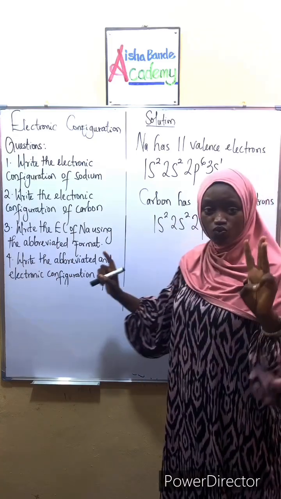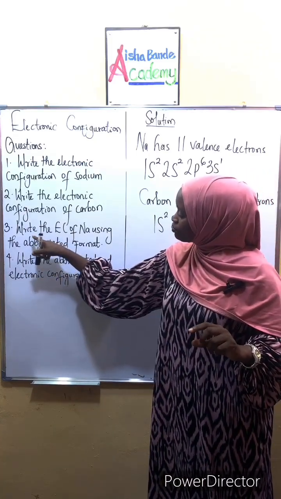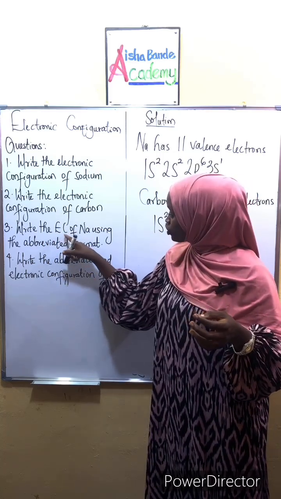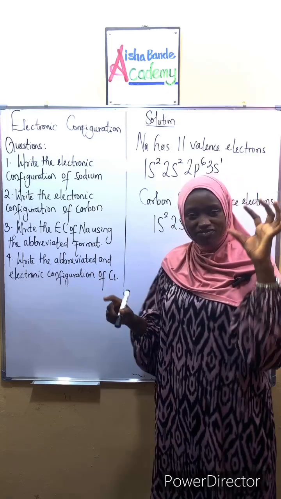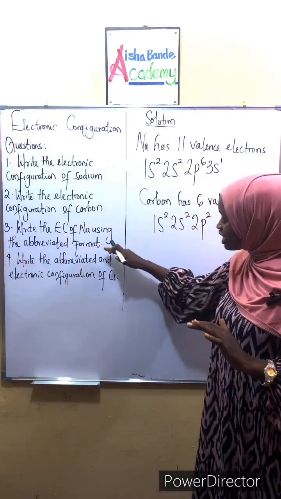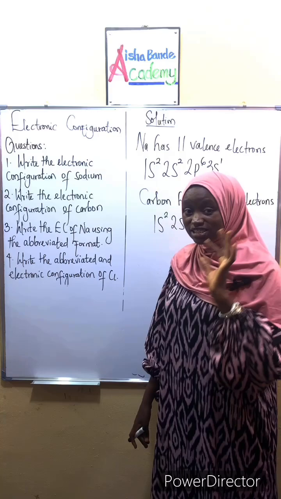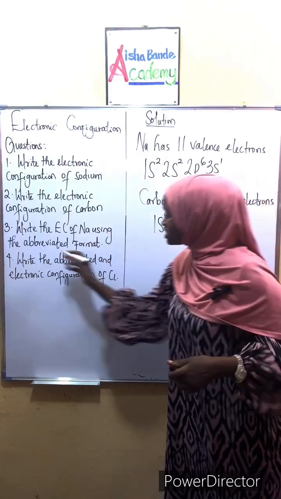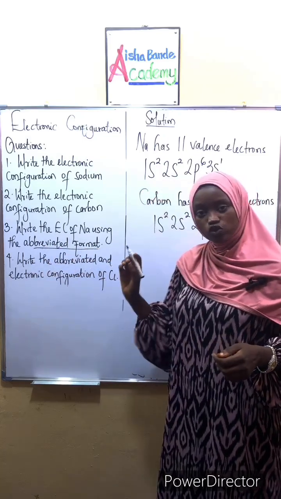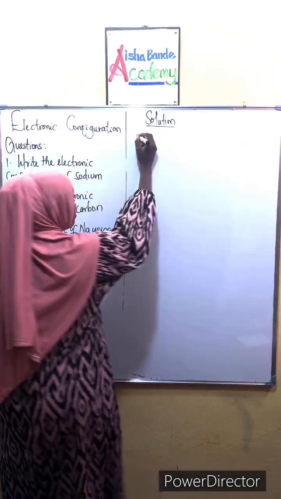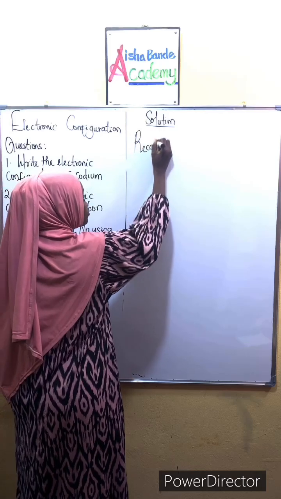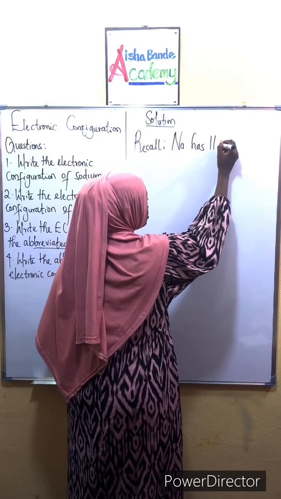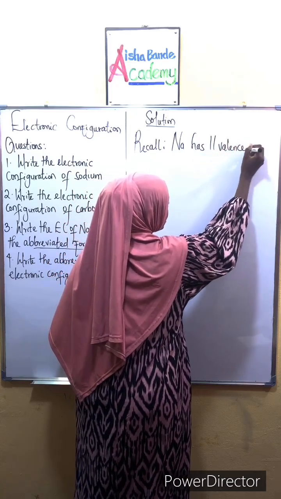So let's move on to the third question, which says write the electronic configuration, this is EC, okay? Electronic configuration of sodium using the abbreviated format. Let's compare this now with the first example we solved. The first example only asks us to write the electronic configuration, but this one now is asking us to write the abbreviated format for sodium. So recall, just as we solved the first question, that sodium has 11 valence electrons, right?